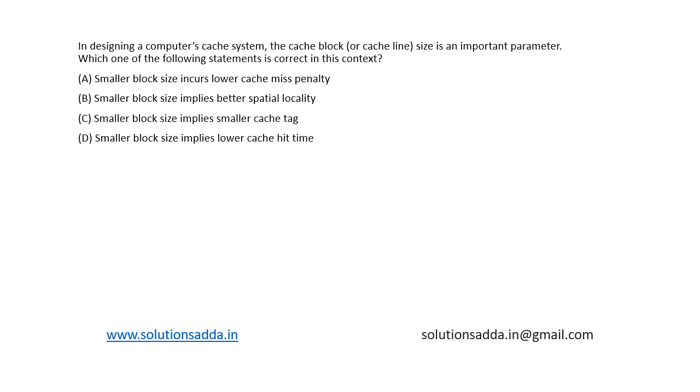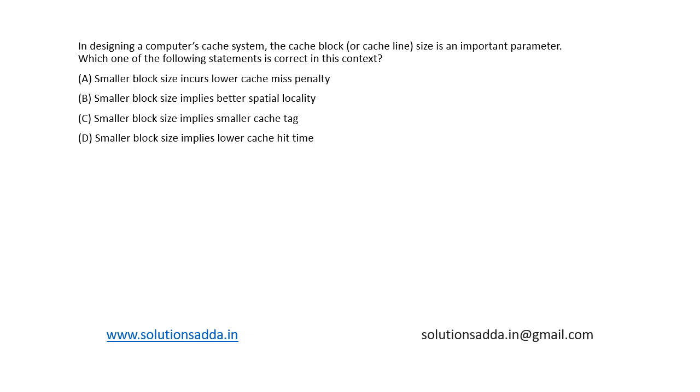This is a question from computer organization. In designing a computer's cache system, the cache block size is an important parameter. Which one of the following statements is correct in this context? Smaller block size incurs lower cache miss penalty. Option A is correct. To service a miss, we have to introduce the block in the cache. Smaller block size means smaller service time. So option A can be a correct option.